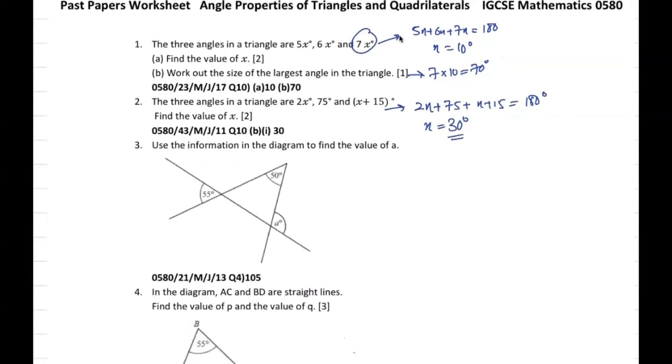Question number 3 says use the information in the diagram to find the value of A. Now guys, if this angle is 55, would you agree that this angle is a vertically opposite angle and it's going to be 55? And if I consider this triangle, this is the exterior angle, which is going to be equal to the sum of the opposite interior angles. So A is going to be the sum of 55 and 50. So that's going to be 105.